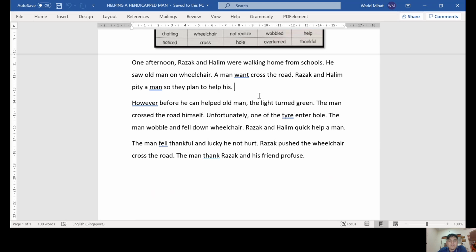The man felt thankful and lucky he was not hurt. Raza pushed the wheelchair across the road. The man thanked Raza and his friend profusely.